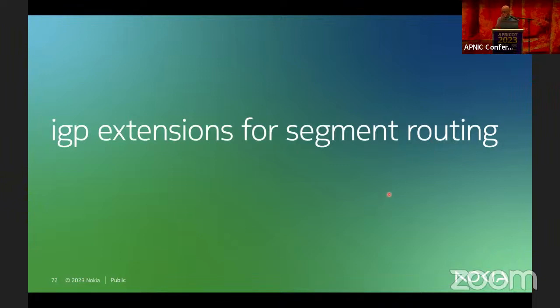We looked at the MPLS data plane for our examples. We looked at a number of different examples with node SIDs, with adjacency SIDs, with BGP EPE SIDs, and so on, and how we can do traffic engineering. So I hope that was useful. Does anyone have any final questions before we wrap up?